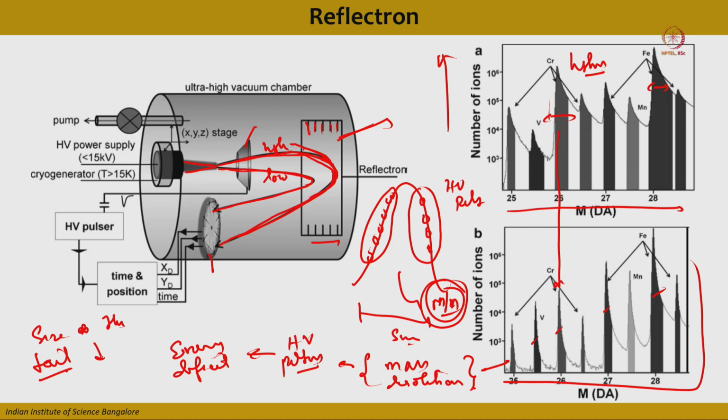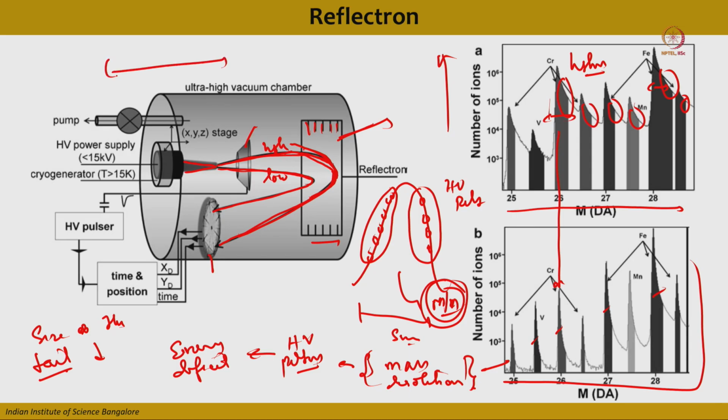Size of the tail. So this particular region is the tail of that particular mass peak. That size of the tail of the mass peak reduces, so this is how we can improve the mass resolution. Fine. So I hope the basic instrumentation of atom probe tomography is now covered.